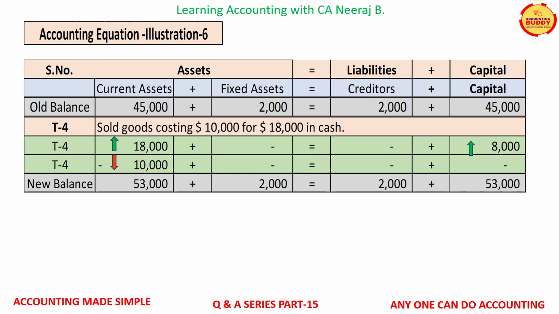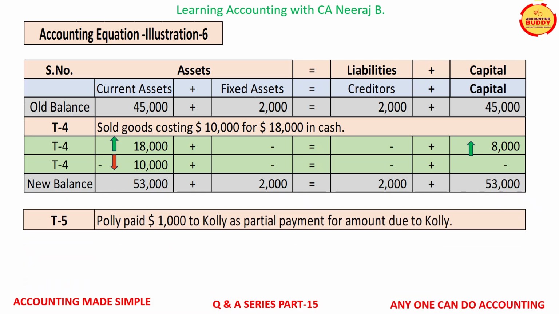Post transaction T4, the new balance of accounting equation will be $53,000 current assets, $2,000 fixed assets, totaling to $55,000. And on the right hand side, we have $2,000 liabilities and $53,000 capital. Transaction T5 on your screen is Polly paid $1,000 to Kohli as partial payment for total amount due to Kohli.